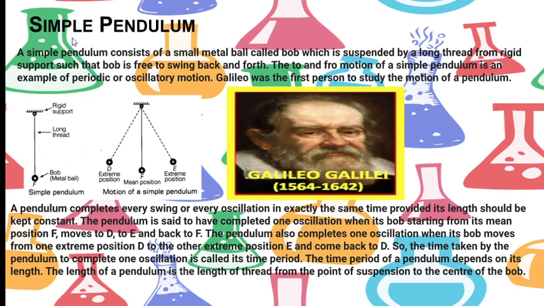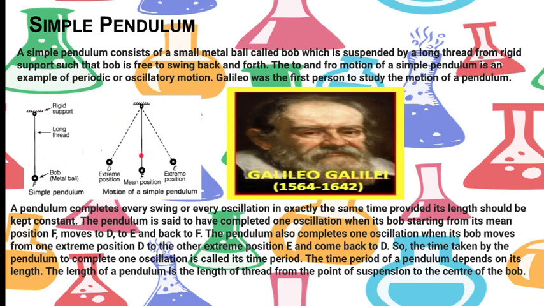A pendulum completes every swing or oscillation in exactly the same time, provided its length is kept constant. The pendulum is said to have completed one oscillation when its bob, starting from its mean position F, moves to D, then to E and back to F. The figure is given here.